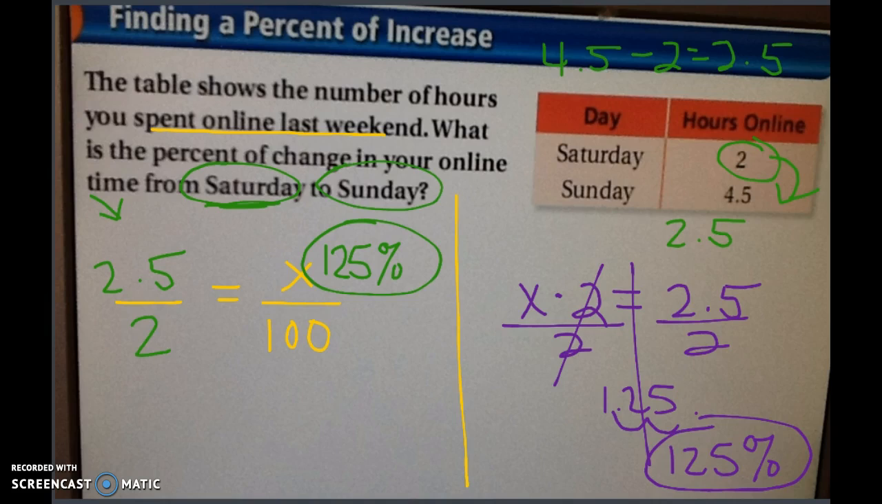All I did was move the decimal over twice. Okay, now there's another type of problem that you're going to get. It's going to look like this.